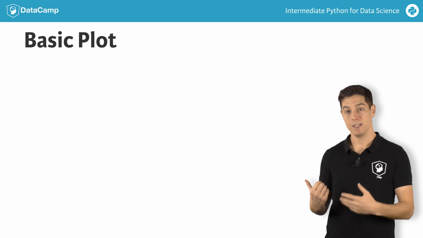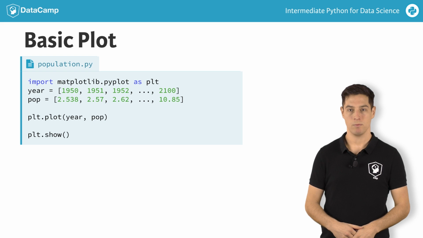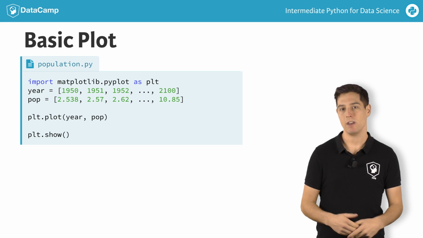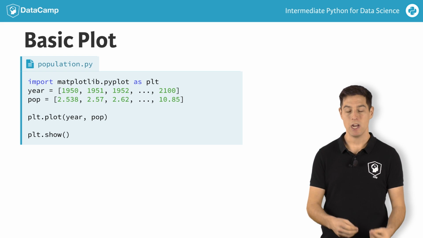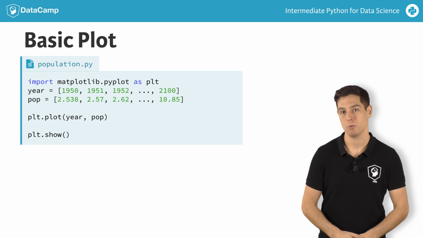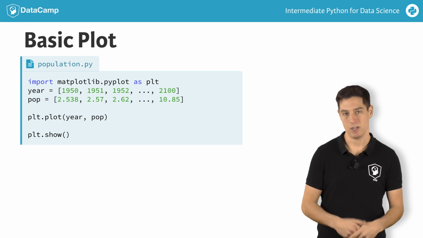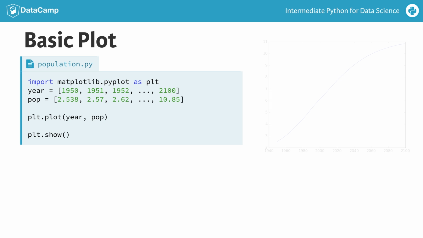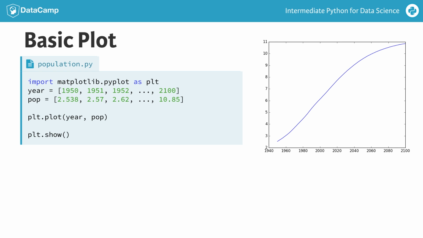Let's start with the code in this script to build a simple line plot. It's similar to the line plot we've created in the first video, but this time the year and pop lists contain more data, including projections until the year 2100, forecasted by the United Nations. If we run the script, we already get a pretty nice plot. It shows that the population explosion that's going on will have slowed down by the end of the century.